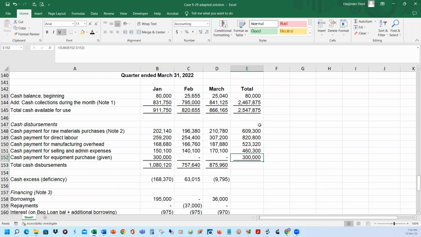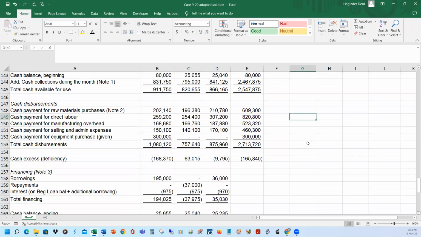The total payments are basically horizontal sums across the board. And then the total amount of cash disbursements is 2,713,070. For this quarter, then, our total cash shortfall deficiency will work out to 2,547,000 minus the 2,713,000 that you're seeing there. And that amount works out to 165,845. That is our deficiency for this quarter.